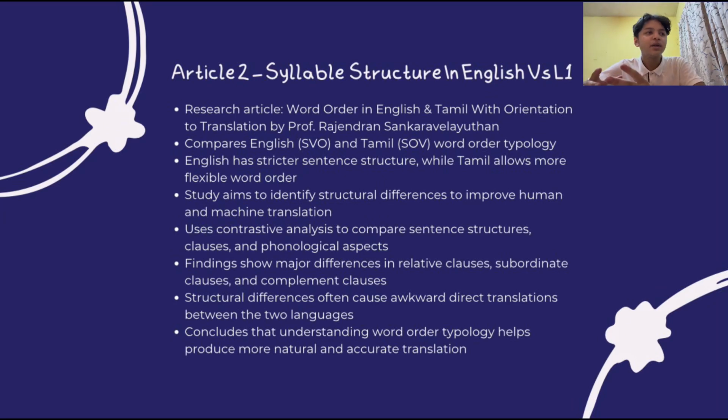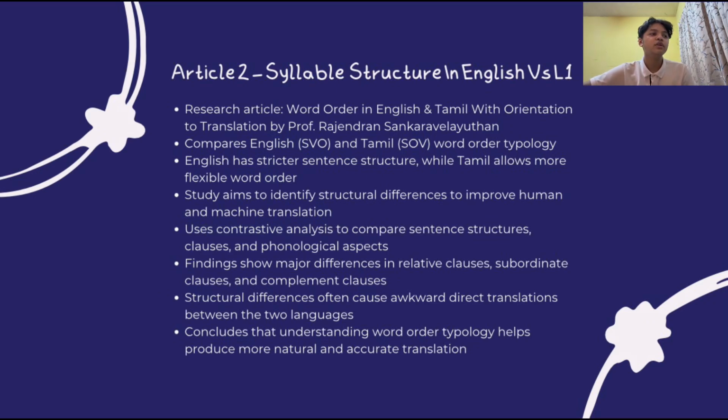The article explains that English has a stricter sentence structure, whereas Tamil allows more flexibility in word arrangement. The main aim of the research is to compare these structural differences and understand how they affect translation between the two languages, especially in clauses such as relative clauses, subordinate clauses, and complement clauses.